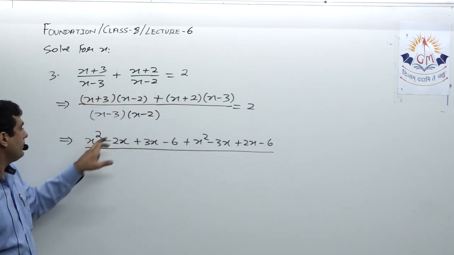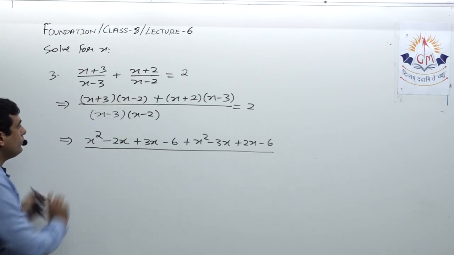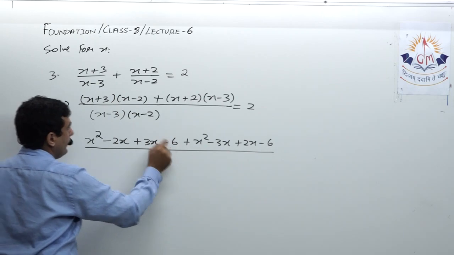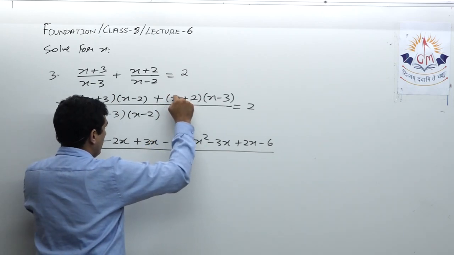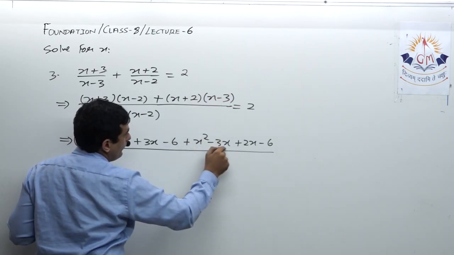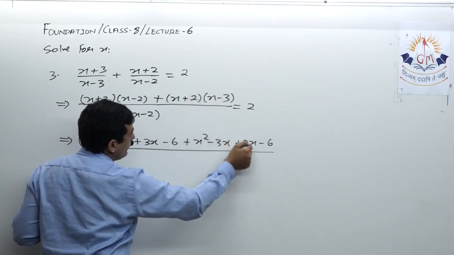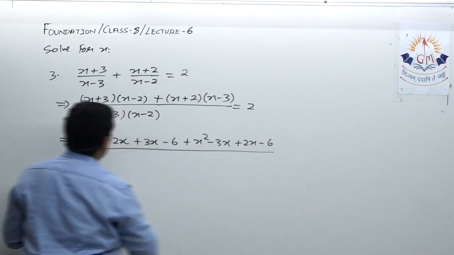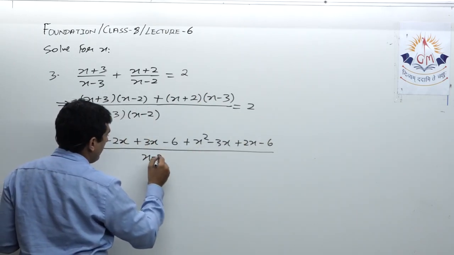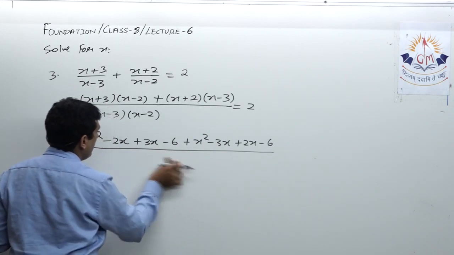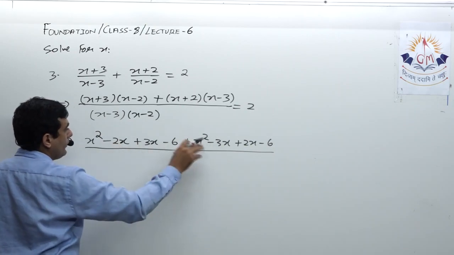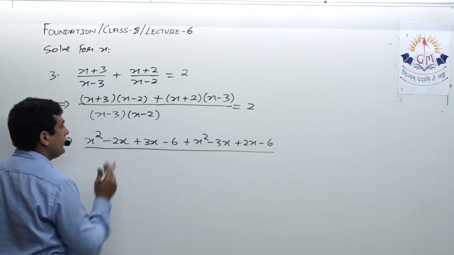So x into x, x square, x into minus 2, minus 2x, and 3 into x, 3x, 3 into minus 2, minus 6. Similarly over here, x into x, x square, x into minus 3, minus 3x, 2 into x, 2x, 2 into minus 3, minus 6. Now denominator I am keeping as it is. When I cross multiply, then I multiply these. Okay, let us multiply, because here already I multiplied the numerator, so I am multiplying the denominator as well.